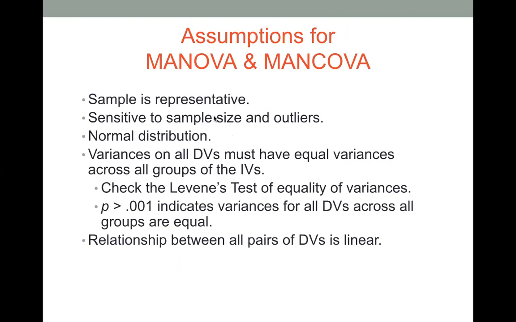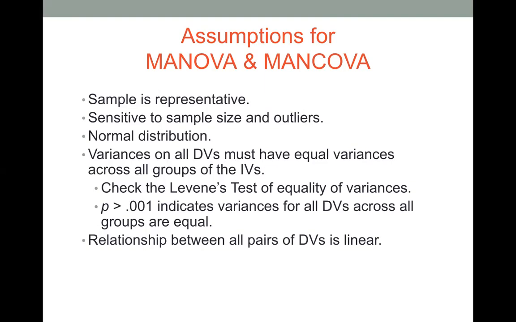So assumptions: the sample is representative, and these are the things you have to look at before you use a MANOVA or MANCOVA. Look at whether the sample is representative; it is sensitive to sample size and outliers. Outliers matter almost everywhere. Sample size is very, very important. Normal distribution is needed almost everywhere, apart from PLSM. Variances on all the DVs must be equal. So: equality of variance, normal distribution, representative sample.